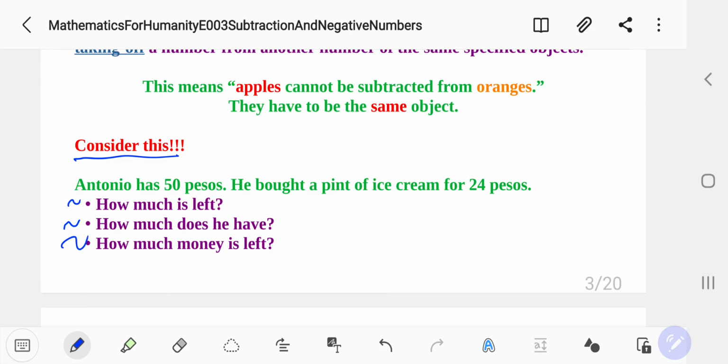And the third one is, how much money is left? The third one is more specific than the first two, because how much is left is a question, but it has to specify whether it's the money or the ice cream. Or how much does he have? Do you mean the money or the ice cream? So the third one is the most specific question for the problem.